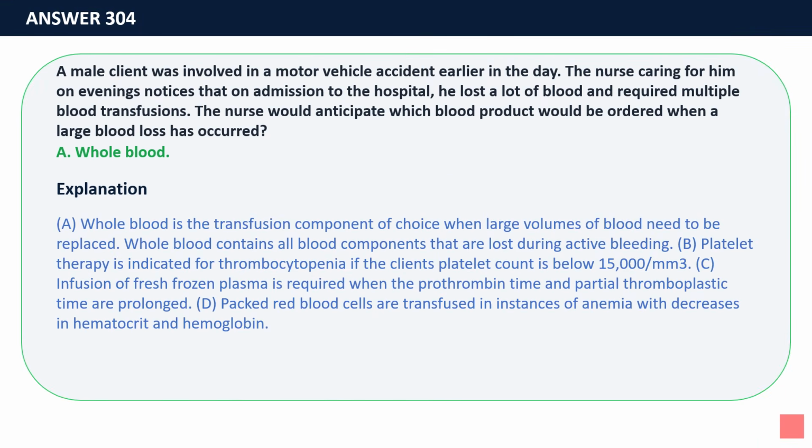Answer: A. Whole blood. Explanation: A. Whole blood is the transfusion component of choice when large volumes of blood need to be replaced. Whole blood contains all blood components that are lost during active bleeding. B. Platelet therapy is indicated for thrombocytopenia if the client's platelet count is below 15,000/mm3. C. Infusion of fresh frozen plasma is required when the prothrombin time and partial thromboplastin time are prolonged. D. Packed red blood cells are transfused in instances of anemia with decreases in hematocrit and hemoglobin.